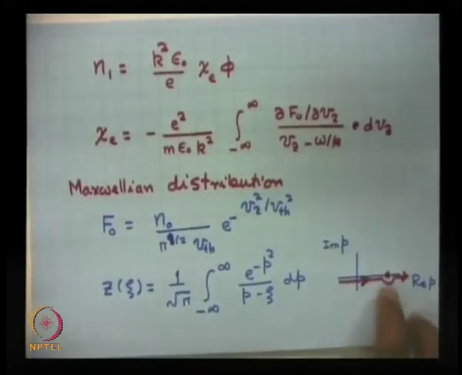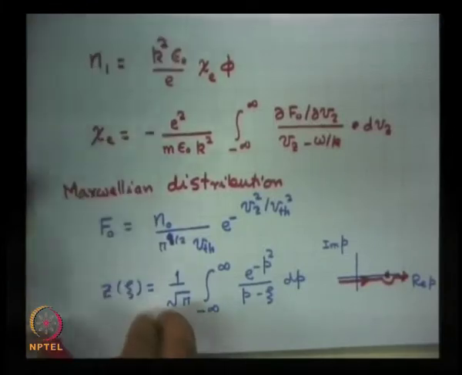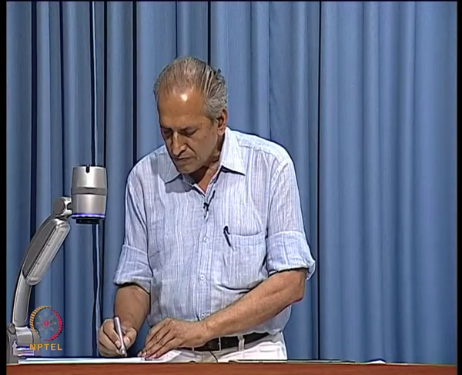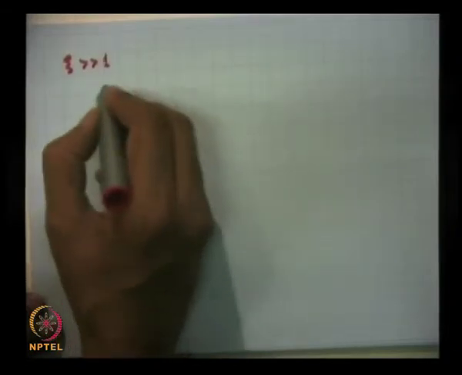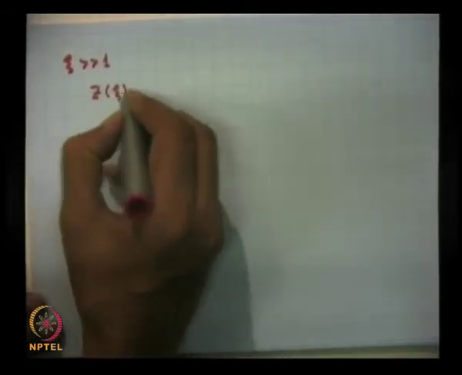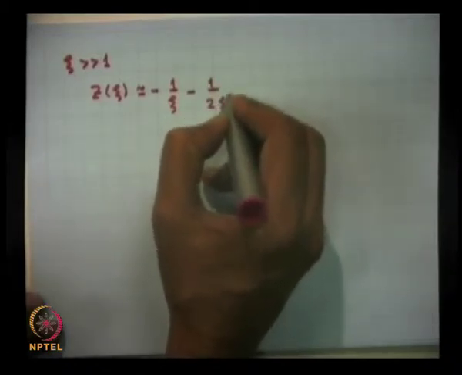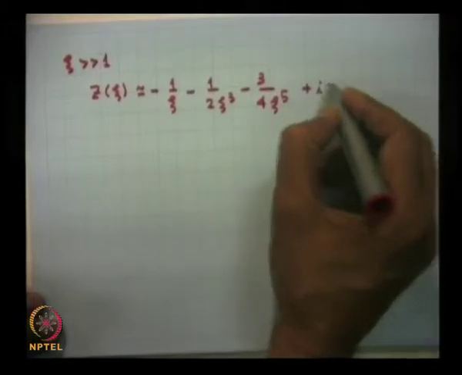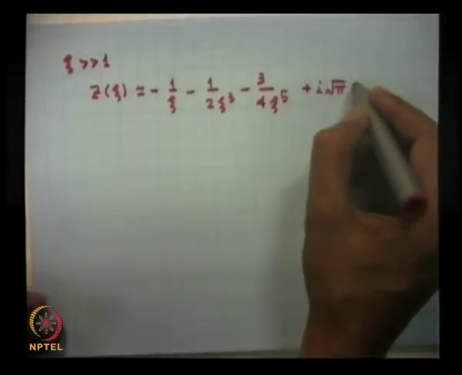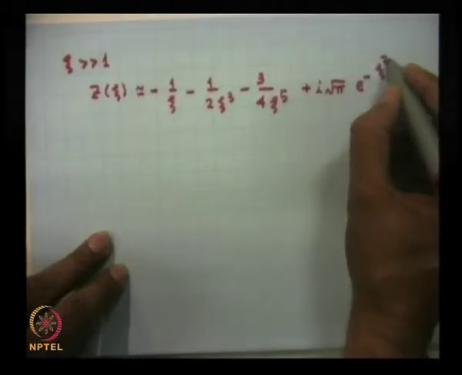So, following Landau's prescription, one can evaluate this integral, and people have indeed evaluated this integral. Fried and Conte have carried out this study. Z function always has a contribution due to this pole, and in the limit when xi is much bigger than 1, this Z function of xi is approximately equal to minus 1 upon xi minus 1 upon 2 xi cube minus 3 upon 4 xi to the power 5 plus i root pi into exponential minus xi square.